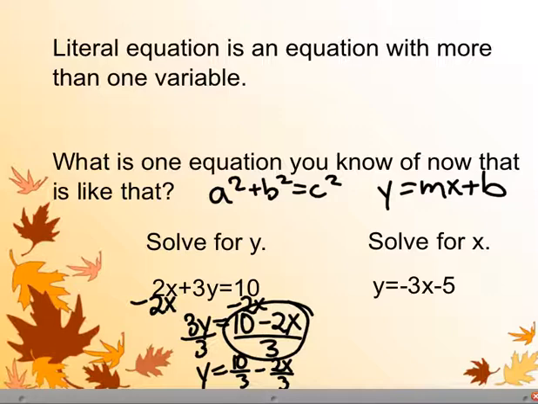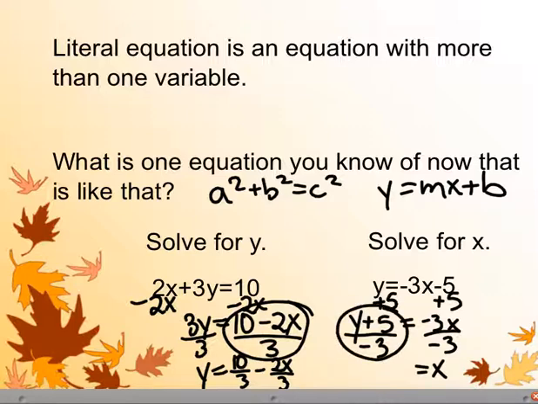We can do it again, but in this case we have y solved for, but now we want it solved for x. So I need to get rid of this negative 5 by adding 5. Remember, I'm doing PEMDAS backwards in these cases. So we have y plus 5 equals a negative 3x. I divide by negative 3, and I see that x is equal to this expression here, or you could show it as a negative 1/3 y minus 5/3. There's lots of ways to show it, but we solve for the variable.